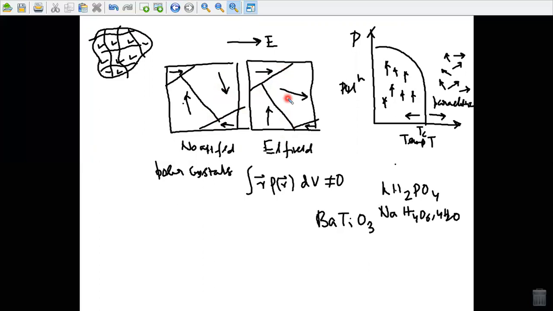When the field is subsequently removed, a remnant polarization exists due to the coupling between the adjacent dipoles. The material is permanently polarized in the absence of an electric field. This property is the key to ferroelectricity.